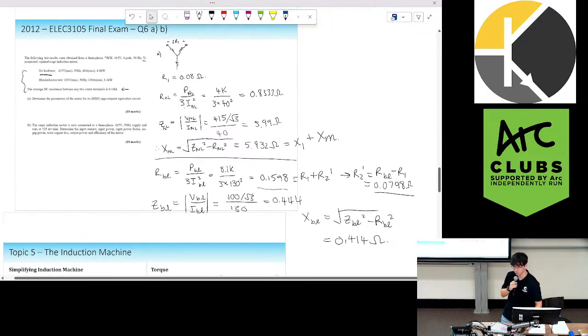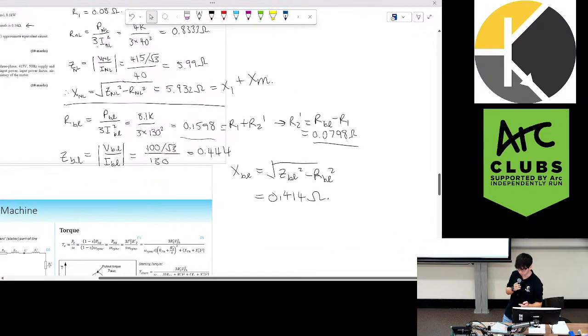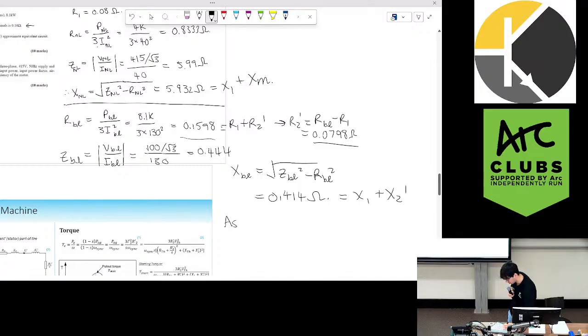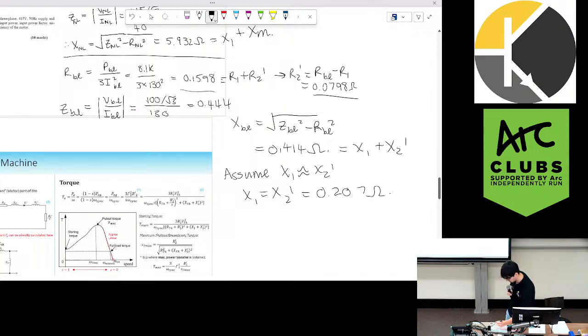So we're actually not given enough information in this question to find X1 and X2 dash themselves. So usually a safe assumption to make, we also did it in our labs, is that X1 is approximately equal to X2 dash. So since this is the sum of those two, we're going to assume that these are roughly equivalent. So then XBL will just be half of that for both. So we have X1 equals X2 dash equals 0.207 ohms.